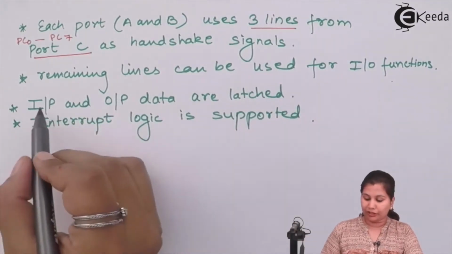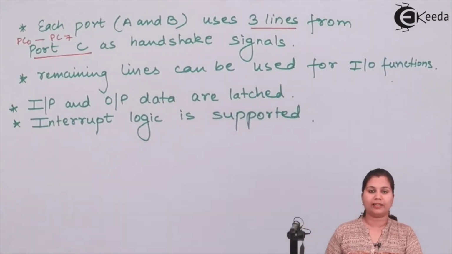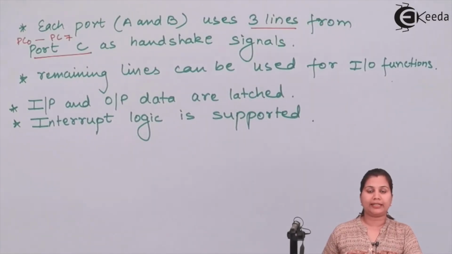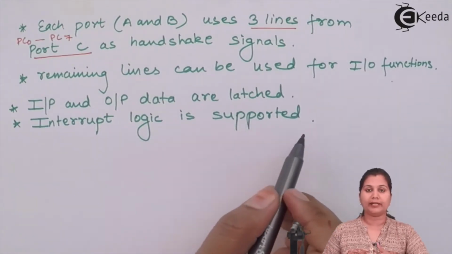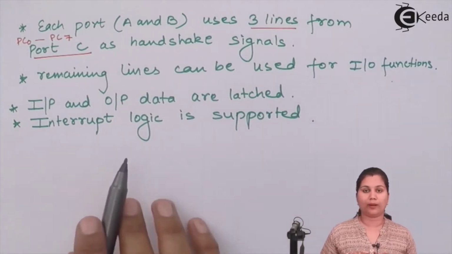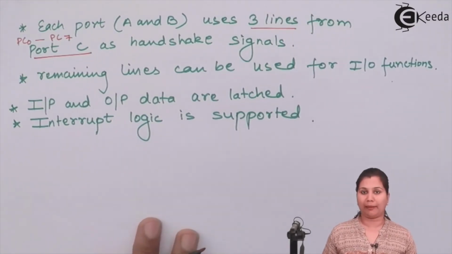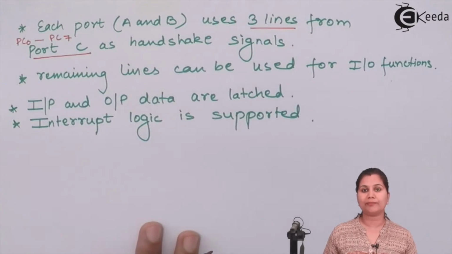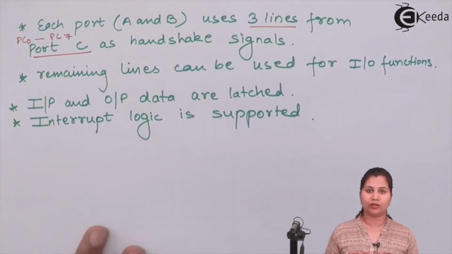Now the features of this mode 1 are that the input and output data are latched, so they are available for the next clock cycle. The data can be held for some time, and the interrupt logic is supported. In mode 0, we studied that the interrupt logic is not supported, but in mode 1 it is supported. It means that the 8255 programmable peripheral interface can interrupt the microprocessor 8085.